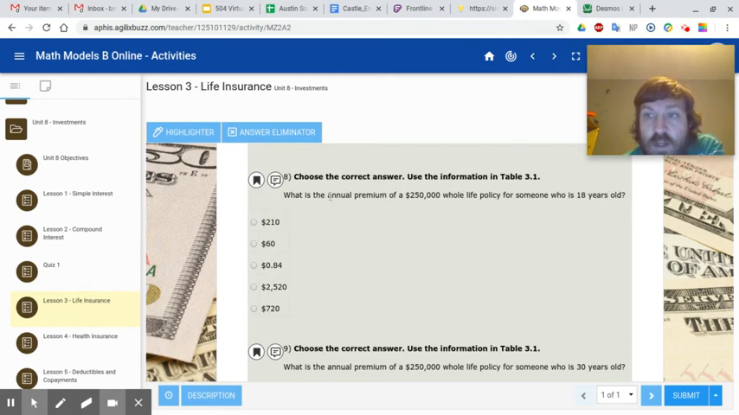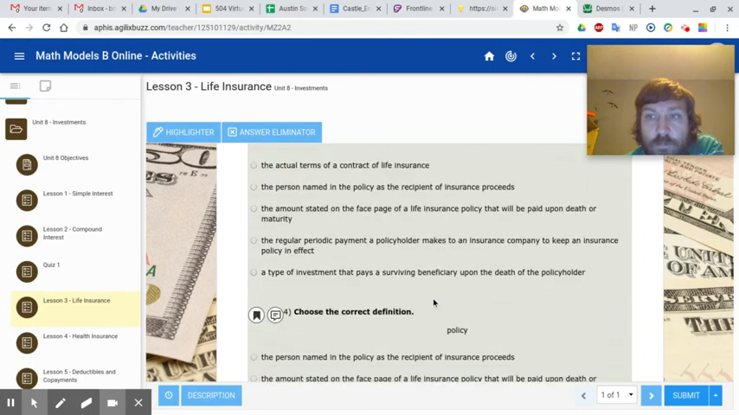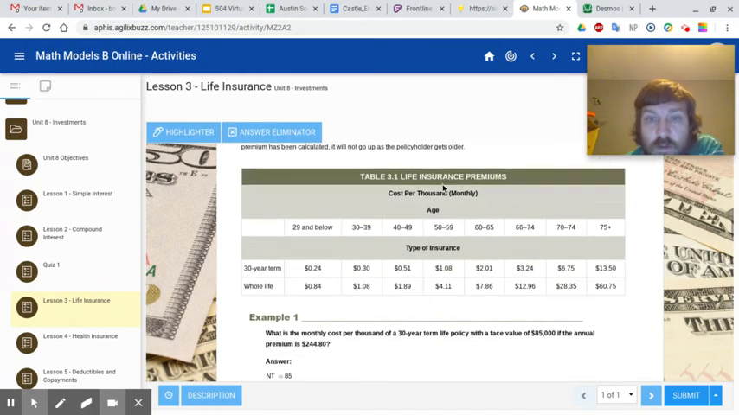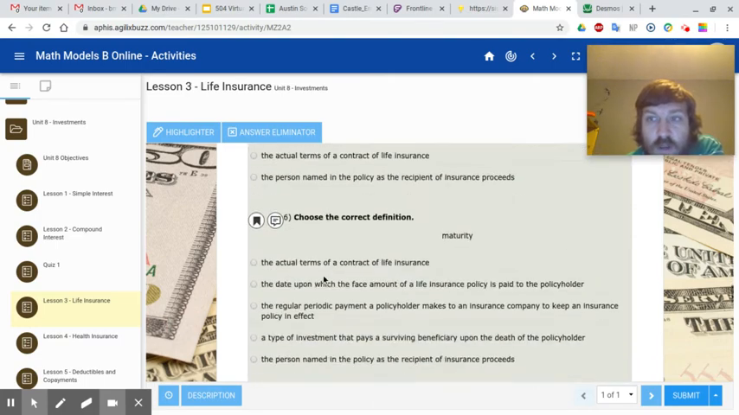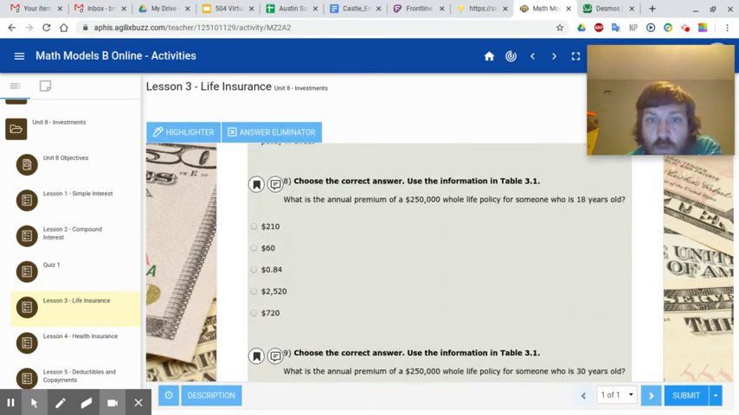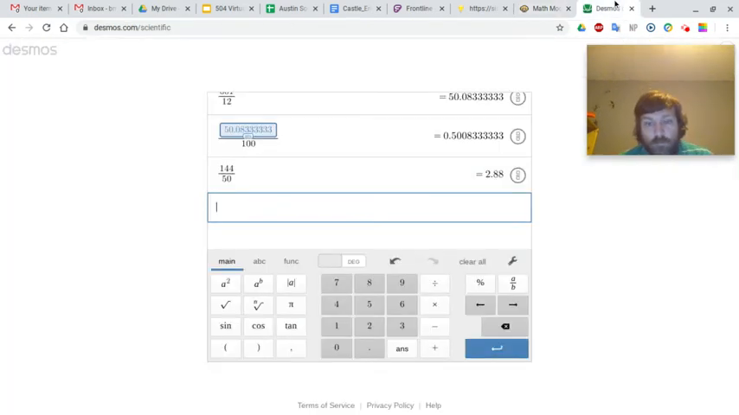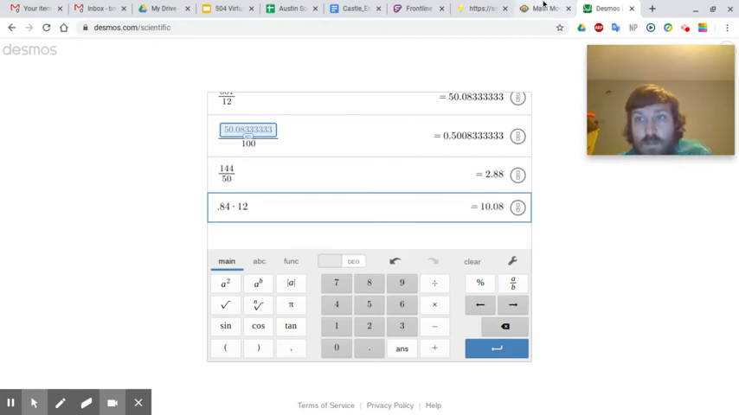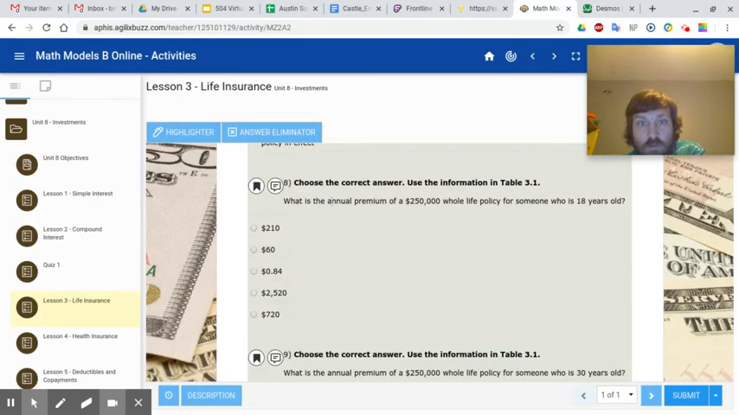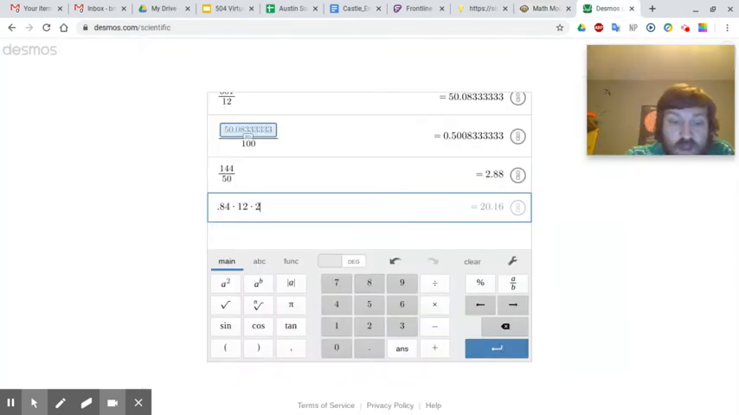So annual means we're going to need to do times 12, because if you remember, the table was for monthly. They're 18, which means they're going to fall in this first column, and it's a whole life policy. So 0.84 is our number that we need to have. So we're going to be doing 0.84 times 12, because we need it to be not monthly, but yearly, annual. And it needs to be 250 times, because it's $250,000.